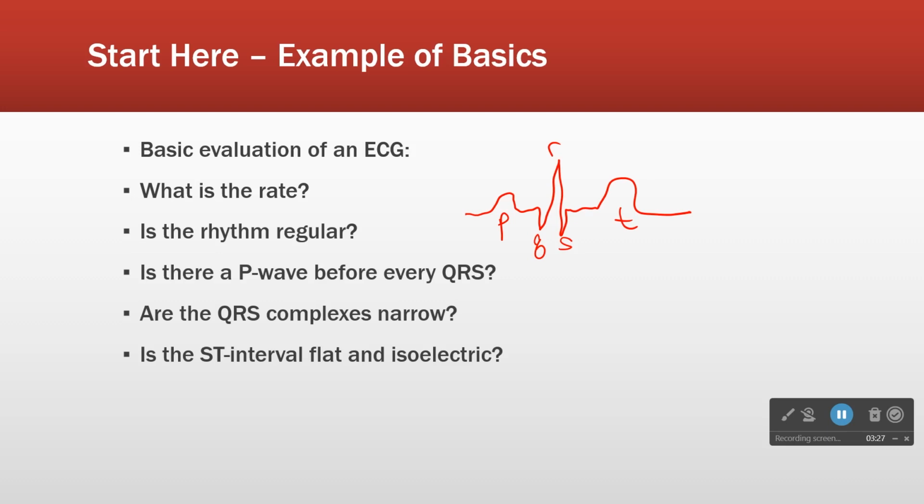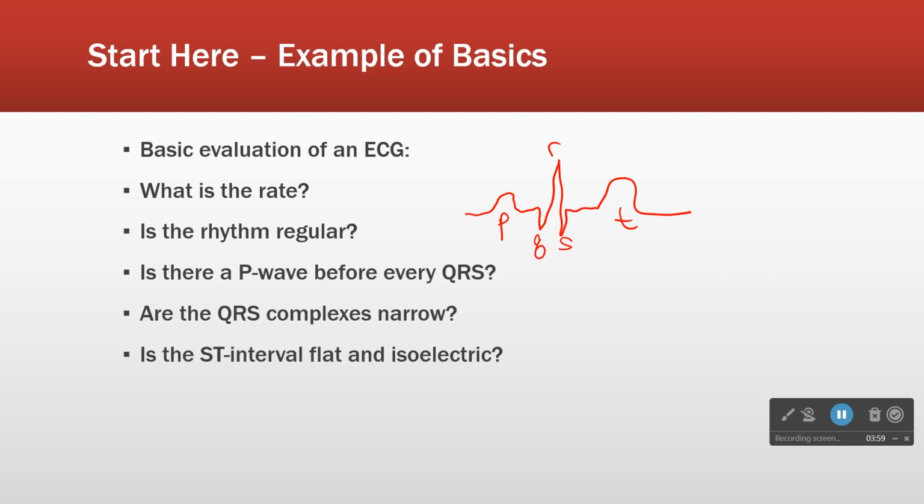Why is that an important question? P wave is atrial depolarization. QRS is ventricular depolarization. In a normal working heart, one occurs before the other. The atria contract and then the ventricles contract, right? So if you have an EKG where you don't see a P wave before every QRS, it means the atria and the ventricles are not working well together, right? So we would see that as an atrial problem usually.